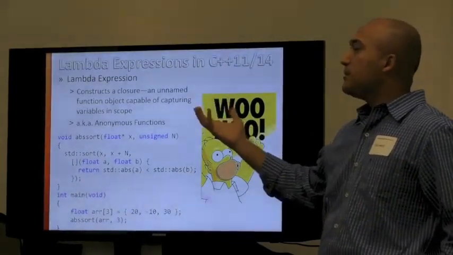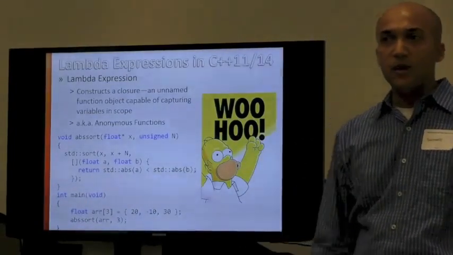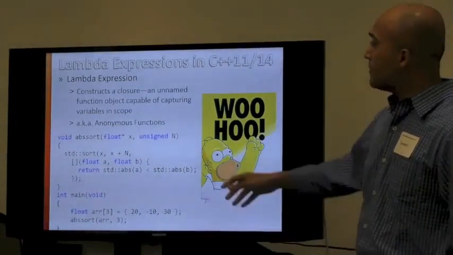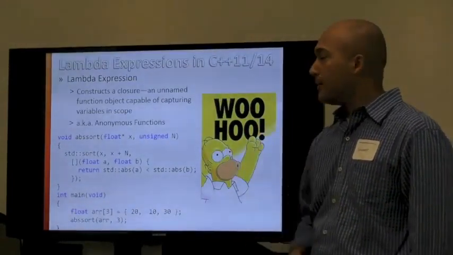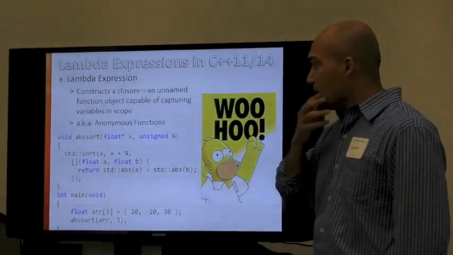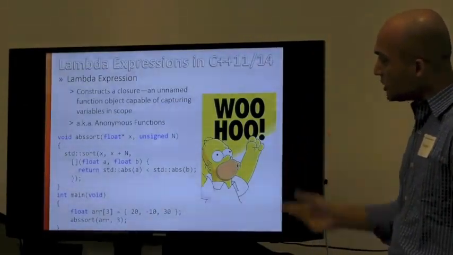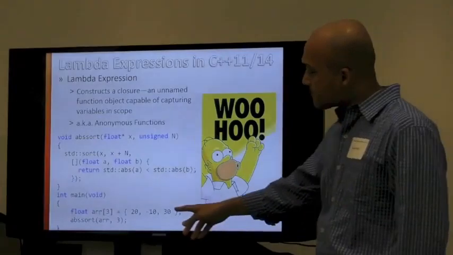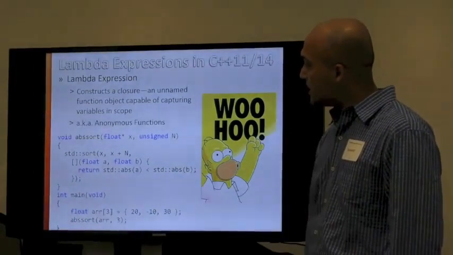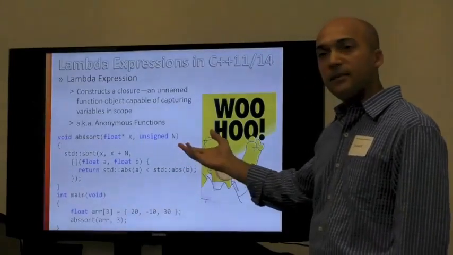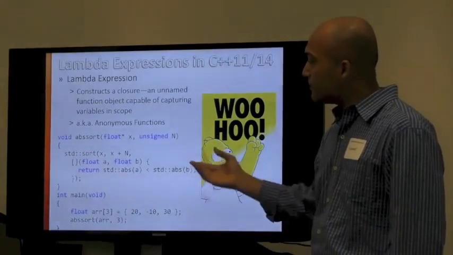But what does it really mean to create an object? There are so many other ways to create objects, so why is this way special? That's the later part of it. It's able to capture things in your environment, and that's pretty good. So here's an example. Absolute sort takes a really trivial array of floats as input, and it just sorts them in place. This is the standard library std::sort.